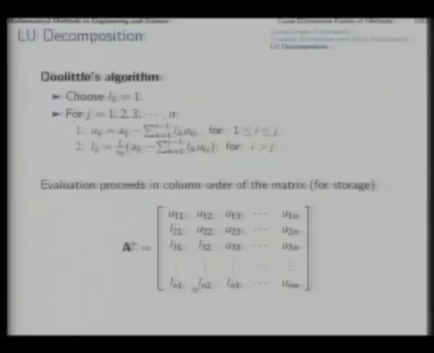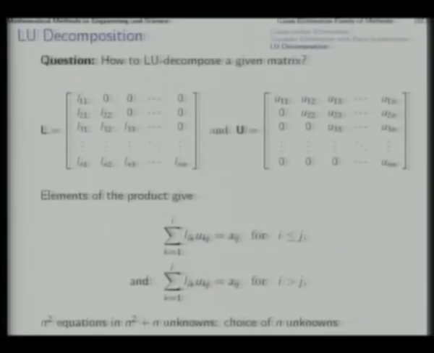If you conduct it in this manner, then you will find that at every step you are solving just one equation in one unknown. See here, A11, when you try to solve, you get L11, which is 1, into U11 and nothing else. That means A11 will come here. Then you try to solve for this. So, second row into first column, L21 into U11 is equal to A21, and U11 is already determined. So, you get this. Similarly, you get all these.